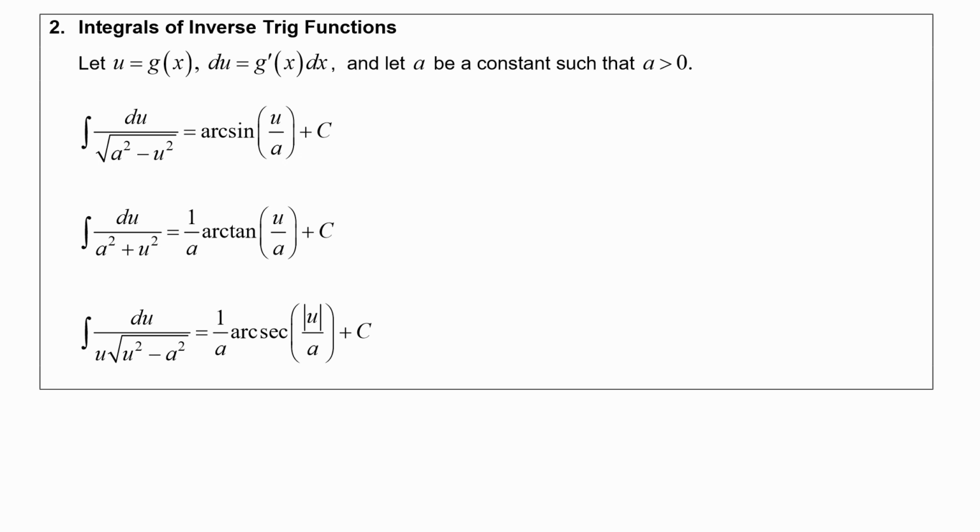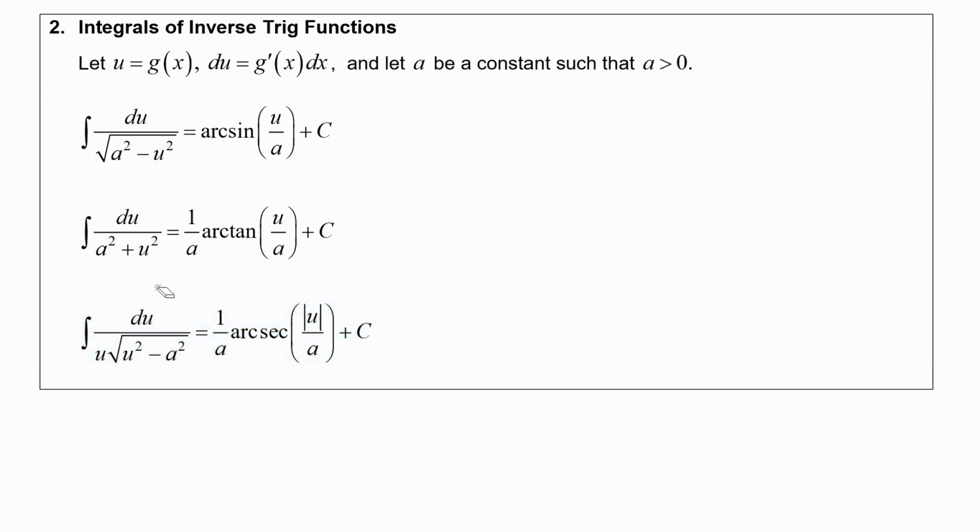Here are the formulas for the integrals of inverse trig functions. Let u equal g of x and du equals g prime of x dx, and let a be a constant such that a is greater than 0, then we will use these three formulas. The integral of du over the square root of a squared minus u squared is equal to arcsine of u over a plus c. The integral of du over a squared plus u squared is equal to 1 over a arctangent of u over a plus c. And finally, the integral of du over u times the square root of u squared minus a squared is equal to 1 over a arcsecant of the absolute value of u over a plus c.